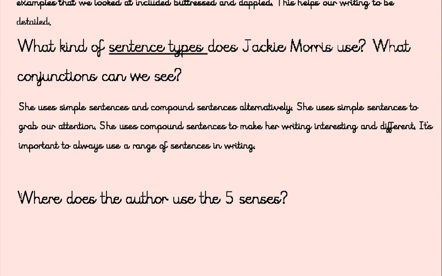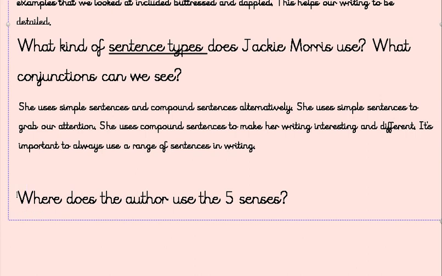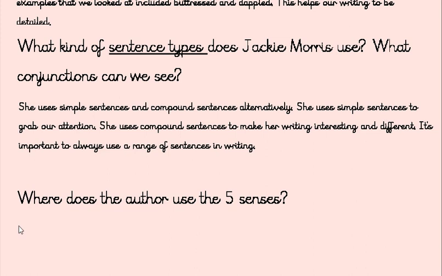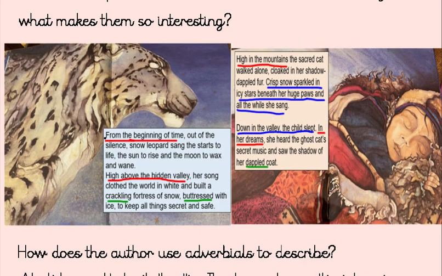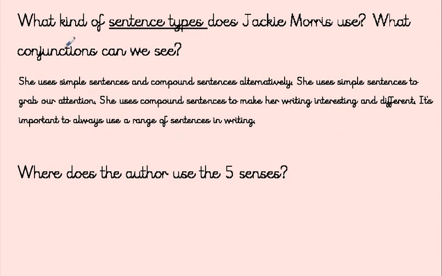And then finally, I'm going to underline the 5 senses, and we're going to think about where the author uses the 5 senses. And I'm going to go up and underline some examples again, and I'm going to underline this one in purple. She heard the ghost cat's secret music and saw the shadow of her dappled coat. So, how does the author use the 5 senses?